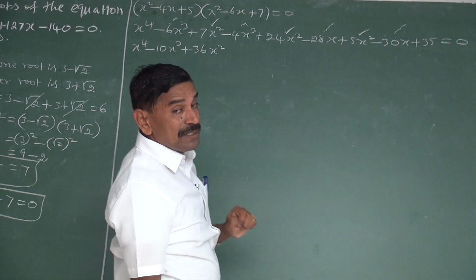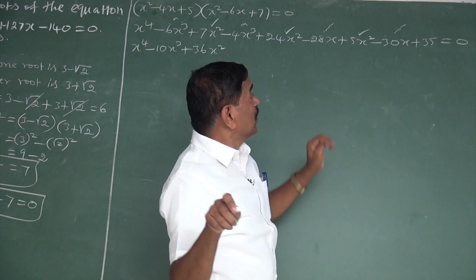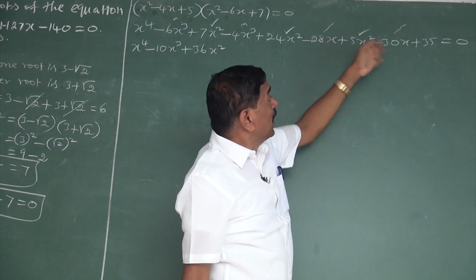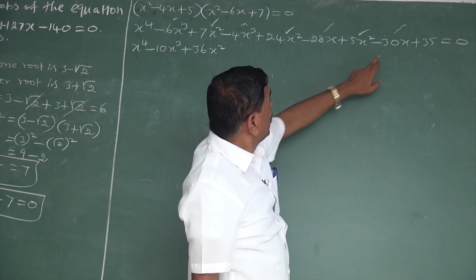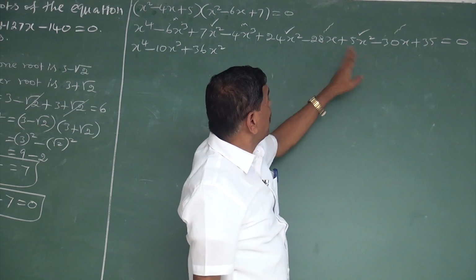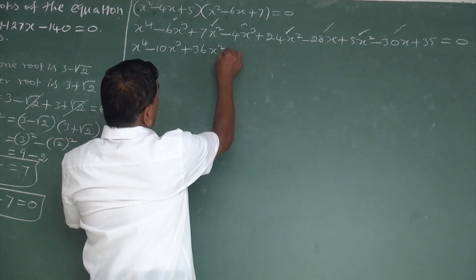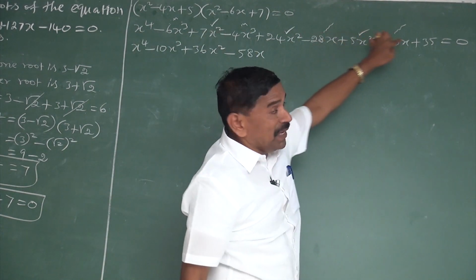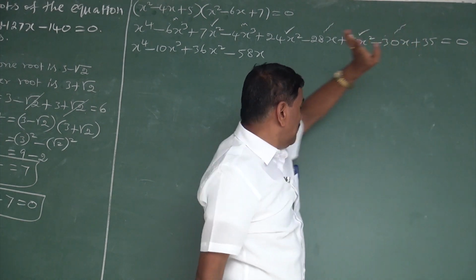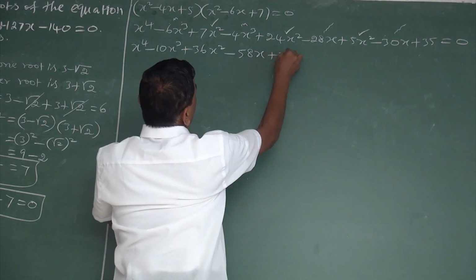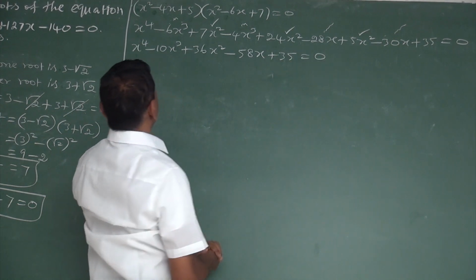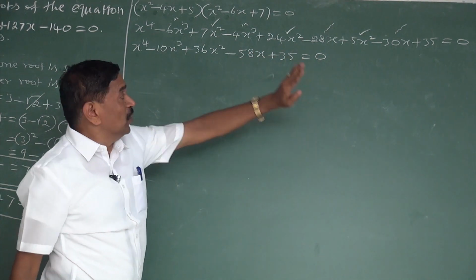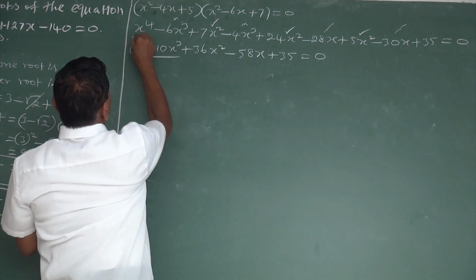Next, come to x. How many places is x present? Good, x is present in 2 places. Here minus 28x, minus 30x. Both are negative, so you are going to get a negative answer. Here 30 plus 28 is 58, so minus 58x. Okay. Next, the constant. Can you tell me the constant term is present in how many places? Very good. One place. That is plus 35. Plus 35 is equal to 0. Okay. Now, x power 4, x cube, x square, x, constant equal to 0, which is a fourth degree equation.